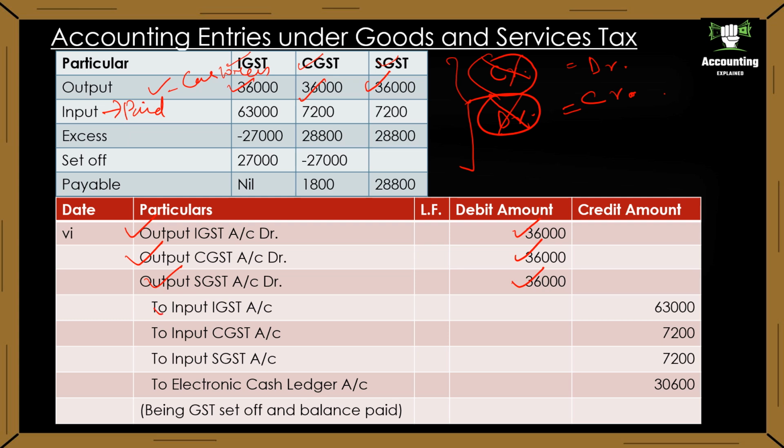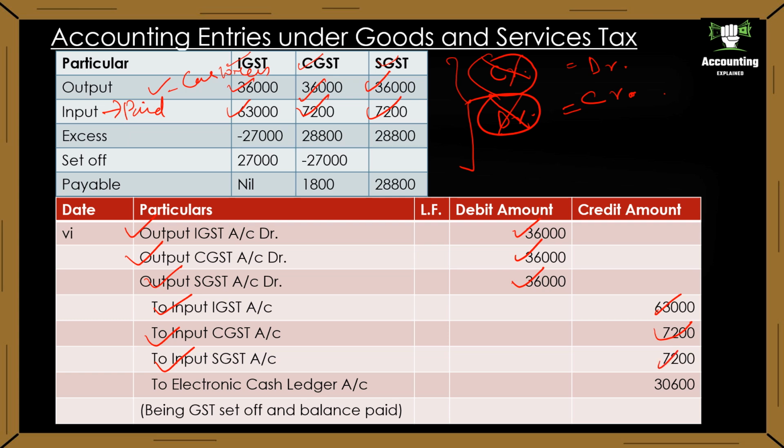So to input IGST, input is how much? 63,000. See the tabular column. Credit is 63,000. To input CGST account, tabular column is 7,200, again credit is 7,200. To input SGST account, tabular column is 7,200, and the credit side is also 7,200 on the journal entry.